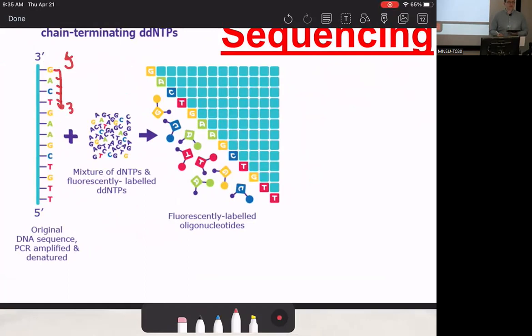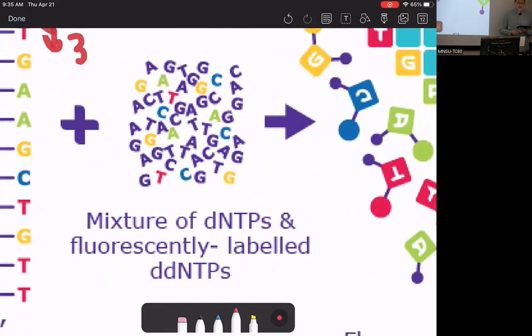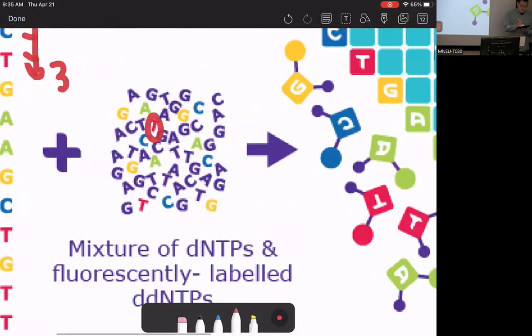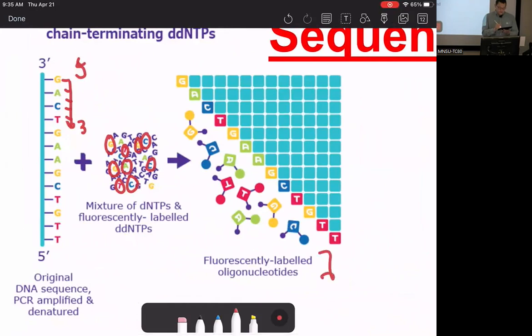Now how this works is that the ingredients to Sanger are just a bunch of nucleotides, so nice normal ones running around, but then you also have these little ones that are basically fluorophored. What that means is they have a color to them, like a color signal. The color signal ones do not have an OH at their 3'.